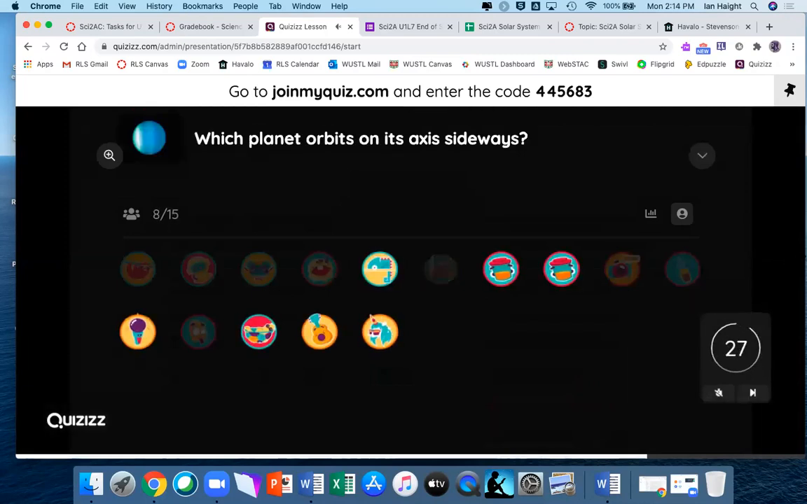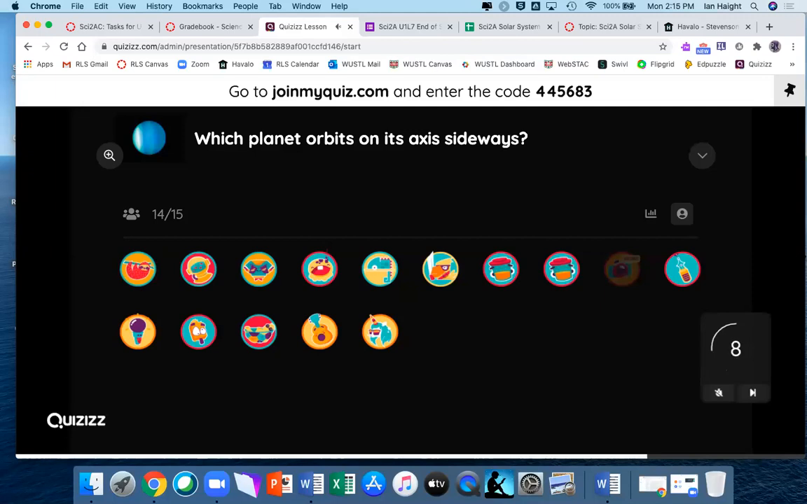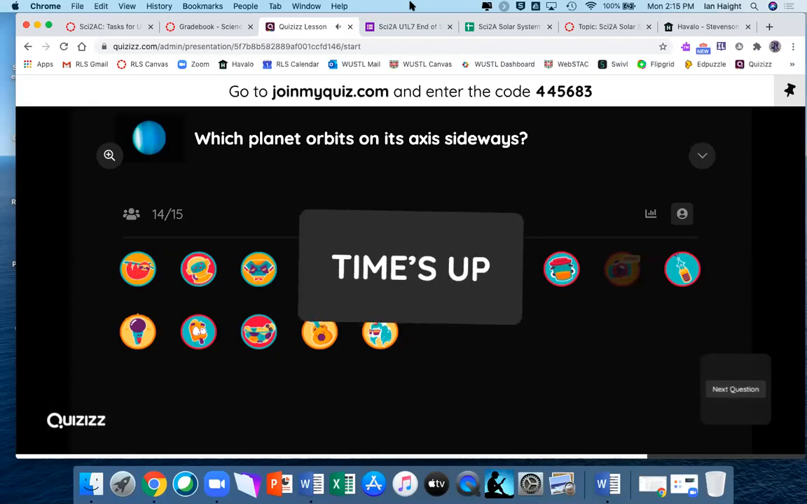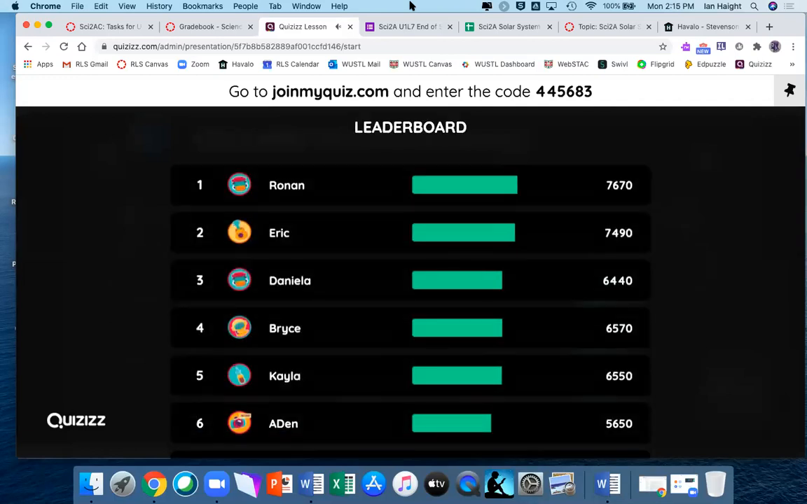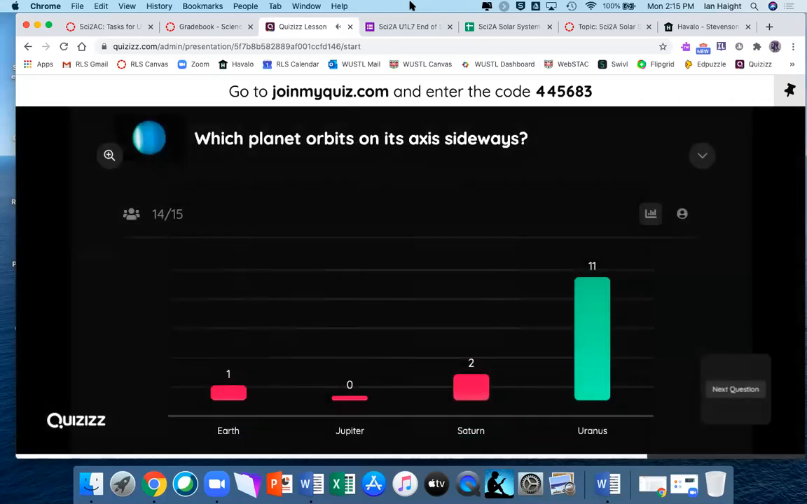Which planet orbits on its axis sideways? It's a bit unusual. Uranus is rotating on its side. It's very unusual. And the rings are actually going that way as well.